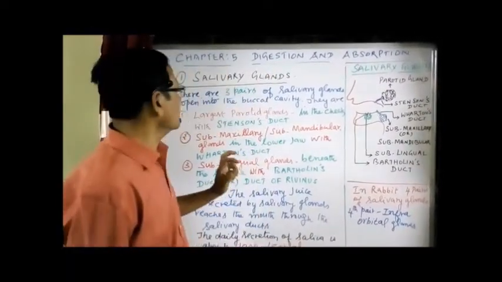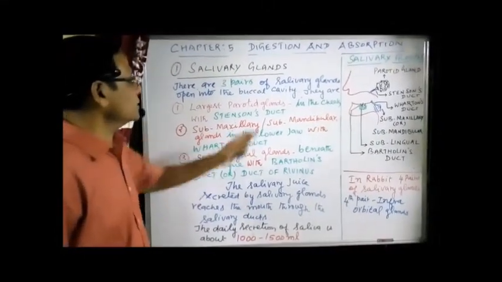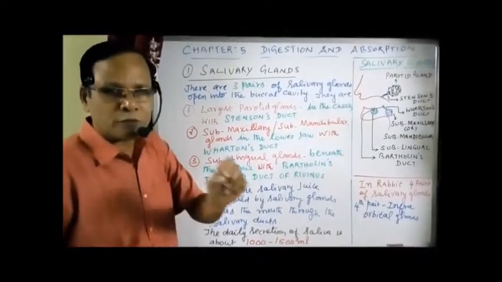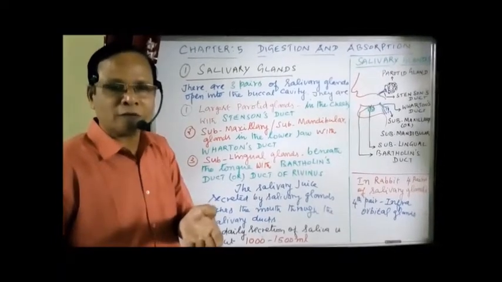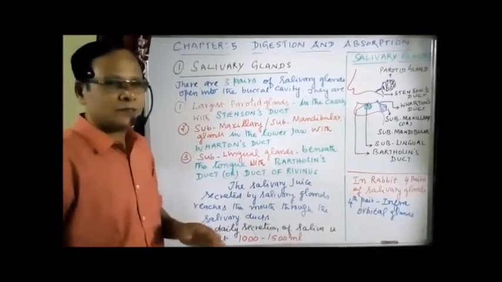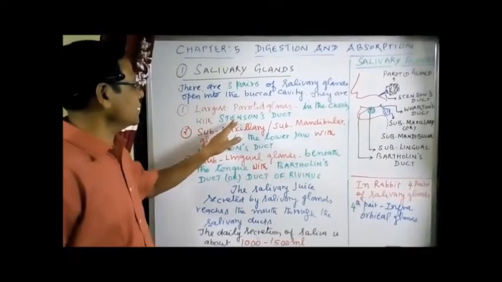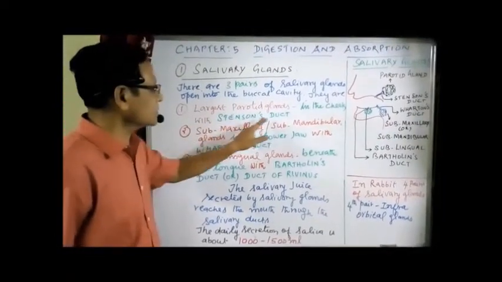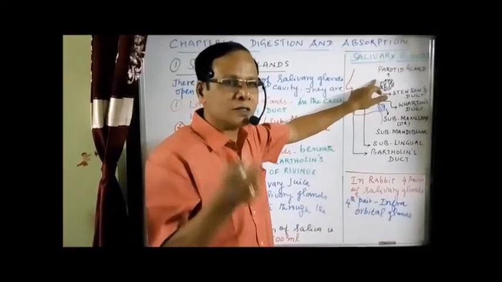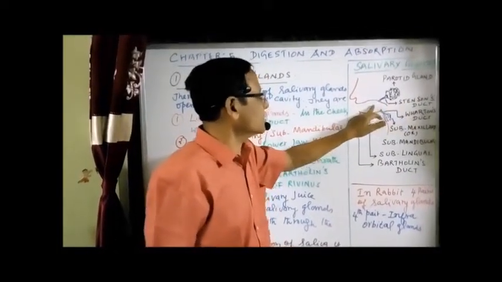So in humans we have the largest parotid glands, a pair, located in the cheek region, that is with the Stensen's duct. So each gland opens into the mouth cavity separately through their own ducts. So they are called the salivary ducts. The salivary ducts have different names. For the parotid gland, the salivary duct is called Stensen's duct. Now this is the parotid gland present in the cheek region, the largest gland, whose secretion is carried by the Stensen's duct, which opens to the buccal cavity.